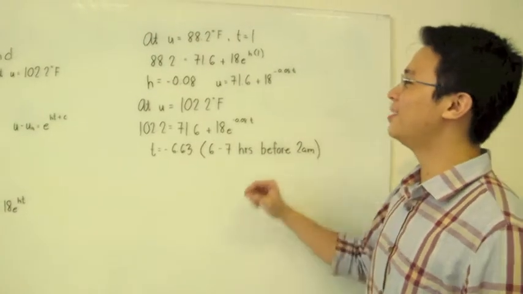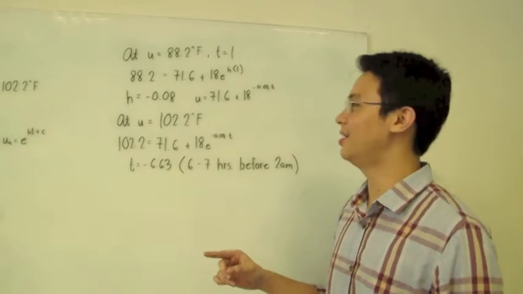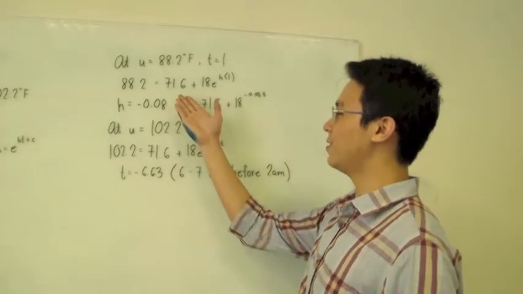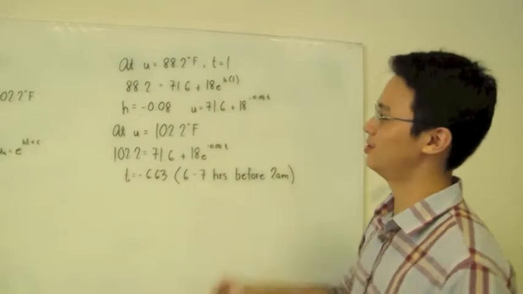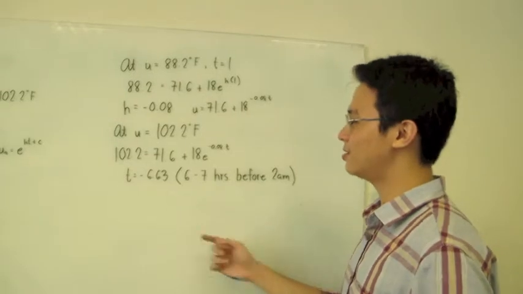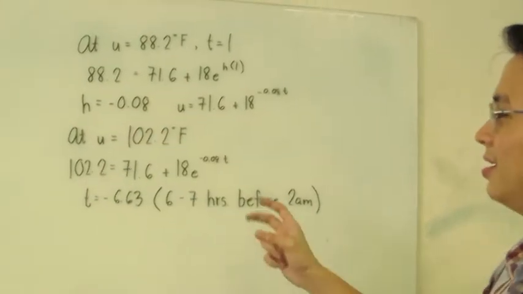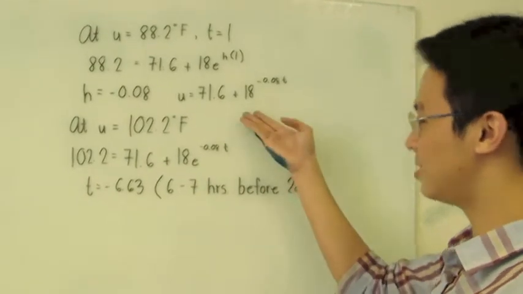And then an hour later, we recorded the body temperature at 88.2 degrees Fahrenheit. So we substitute u again into the equation that we had, so it becomes this. Then we try to solve for h. Inputting this into our calculator, we get that h equals negative 0.08. And then since we have h, we input it into our original equation to give us this.